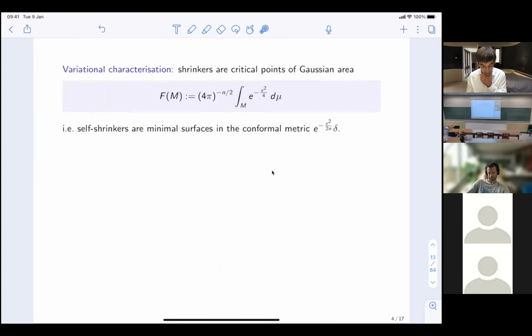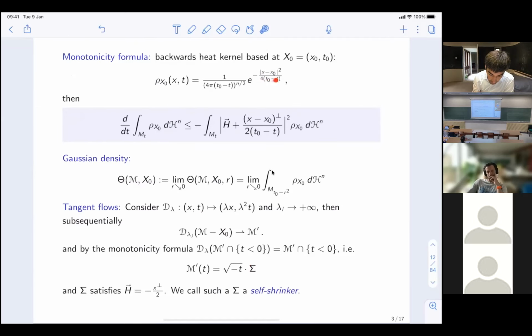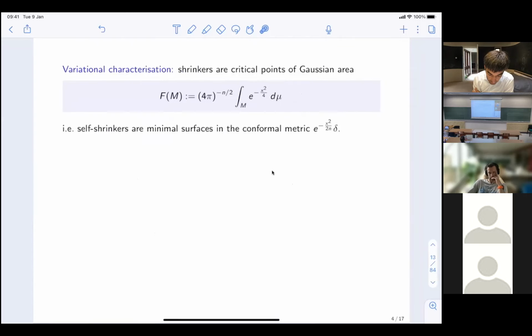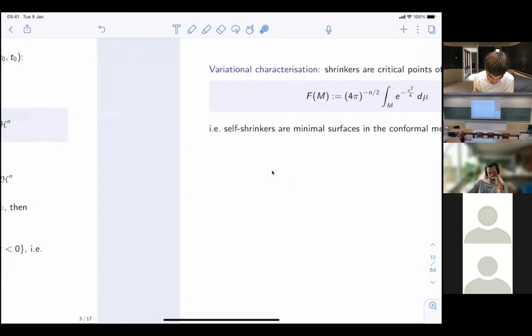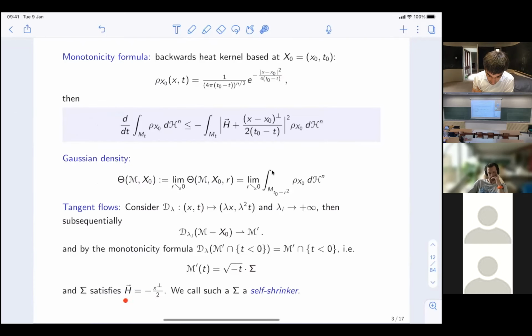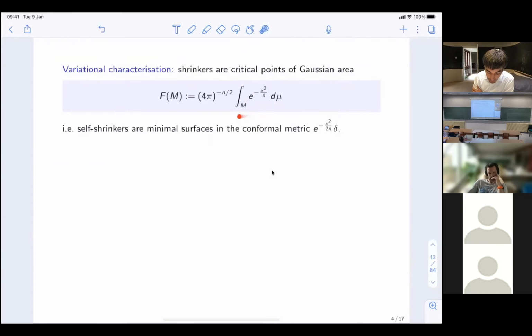Now here's another interesting thing which we'll need later today. We have all seen this exponent e to the -x²/4. This also appears already in the monotonicity formula. You can check that this equation here is exactly the Euler-Lagrange equation of this weighted area functional. The variation of the measure gives the mean curvature, and the derivative of e to the -x²/4 gives exactly -x²/2. So these shrinkers are exactly the critical points of this Gaussian area.